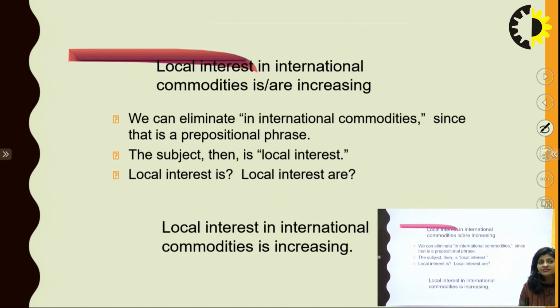Local interest in international commodities is or are increasing. So obviously now again here you can eliminate "in international commodities," since this is a prepositional phrase. So the main subject here is "local interest," and local interest is a singular subject. So we are going to use here a singular verb, right, that is. So local interest in international commodities is increasing.